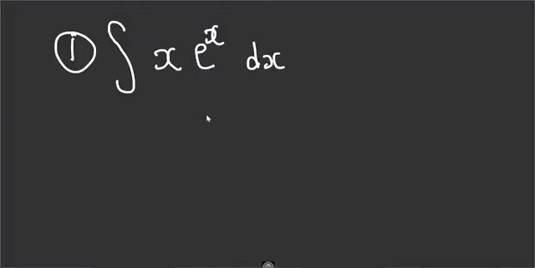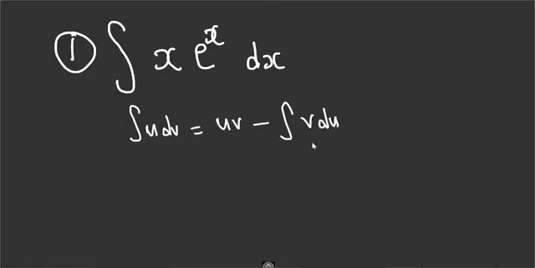In this video, we are going to look at how we can find the indefinite integral of x times e power x dx. To do this, we are going to use what we call integration by parts. The formula is the integral of u dv is equal to uv minus the integral of v du. This is the formula we are going to use so that we'll be able to find the integral of x times e power x dx.